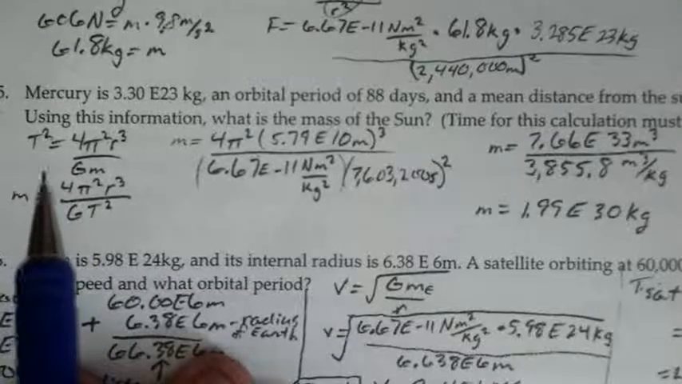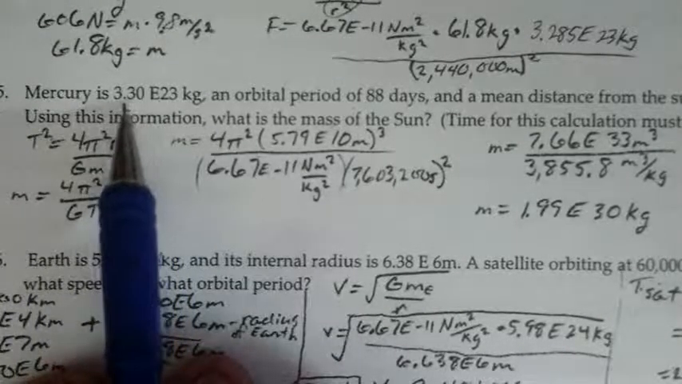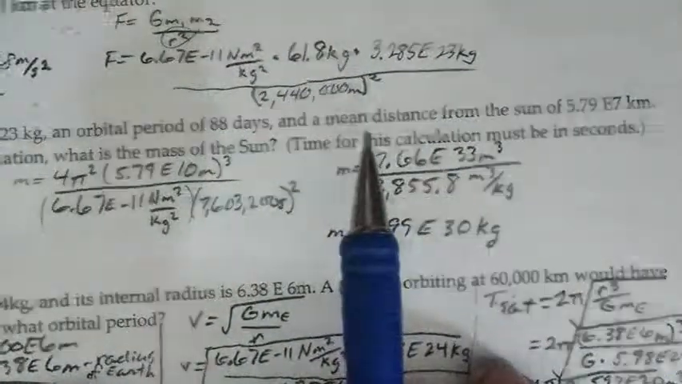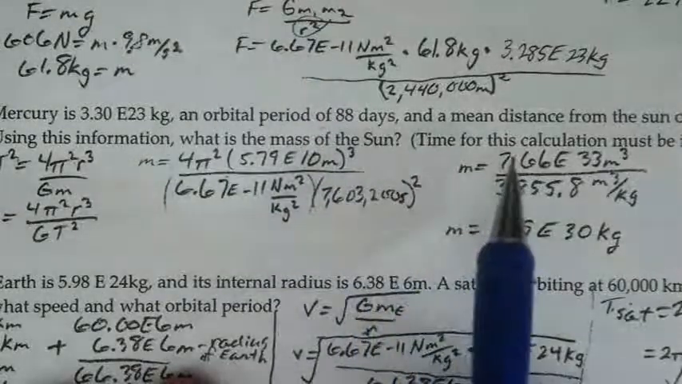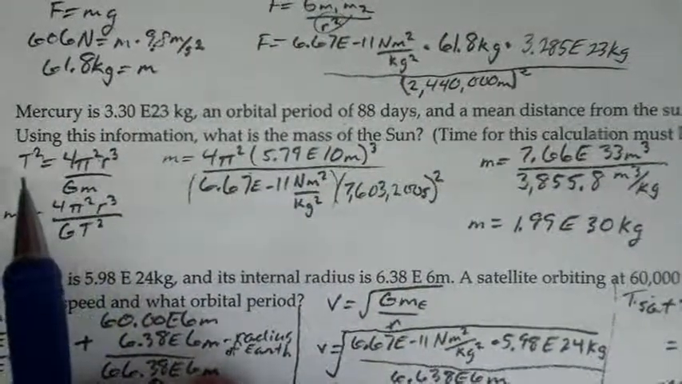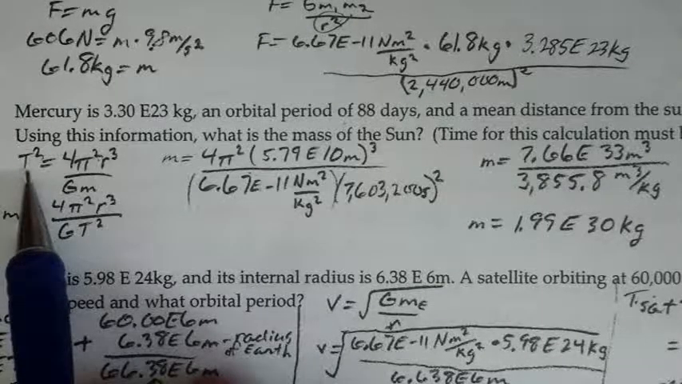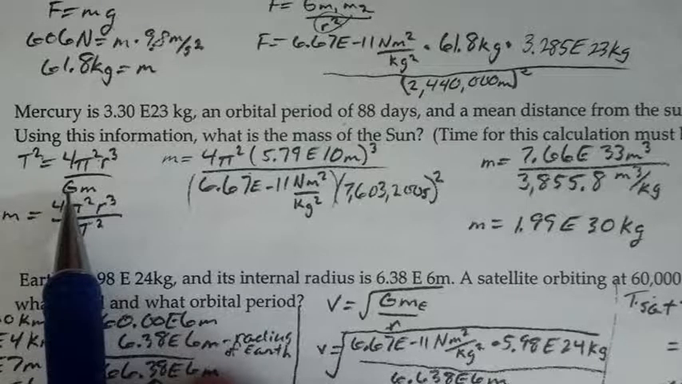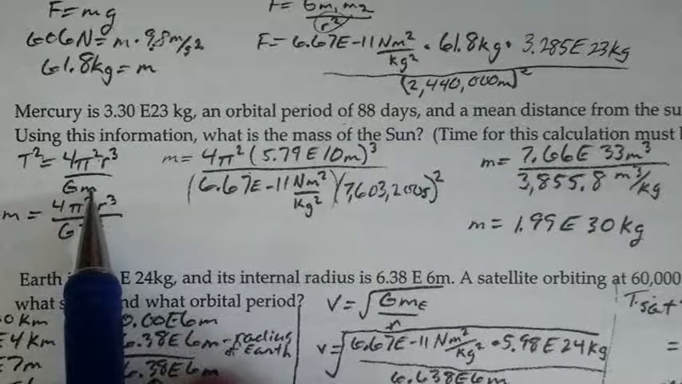Let's take the mass of the Sun. If somehow we know the mass of Mercury is this, it orbits in this distance and has a distance from the Sun of this. Let's put this in. Notice time must be in seconds. So, time for a satellite, Mercury is the satellite here, squared equals 4 pi squared r cubed over g, that's gravitational constant, times the mass of the thing being orbited. This is the mass of the Sun, not the mass of Mercury.